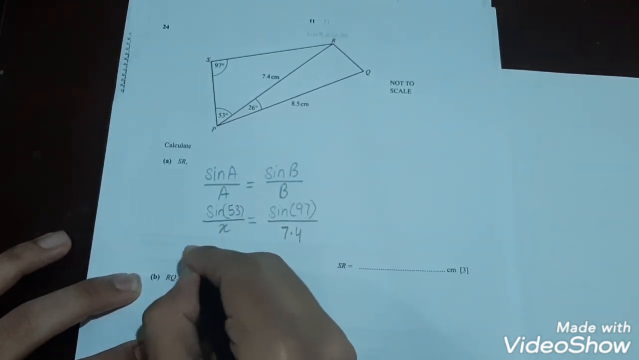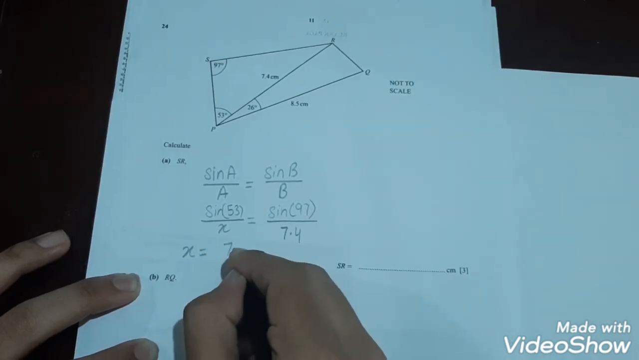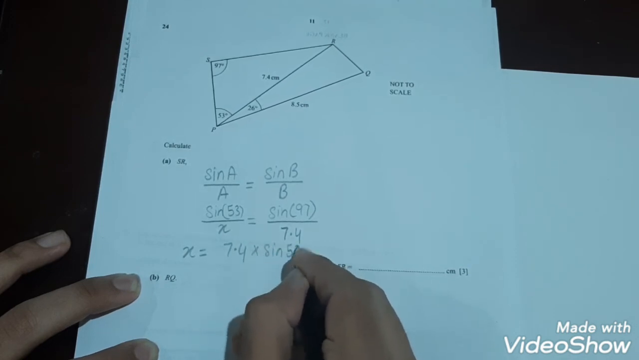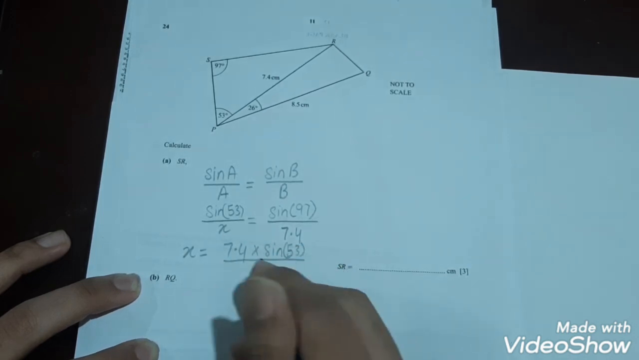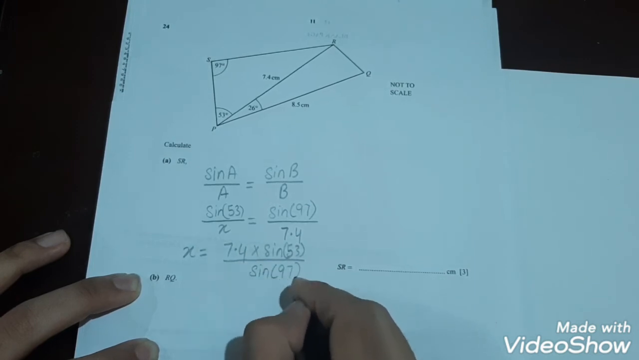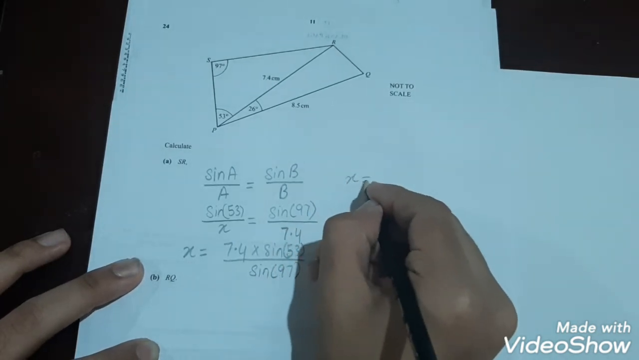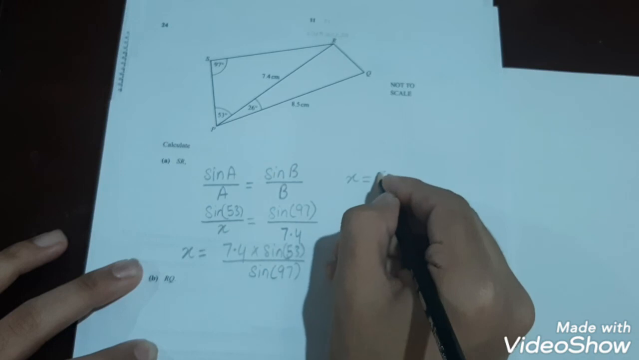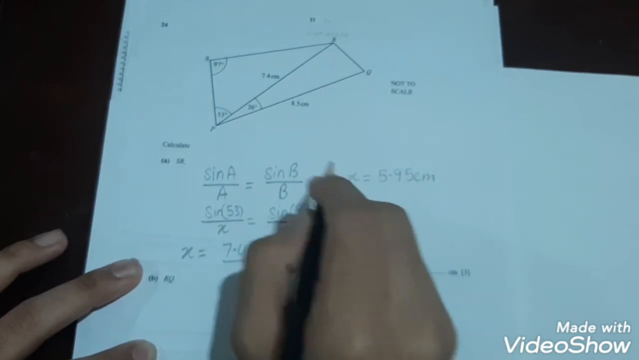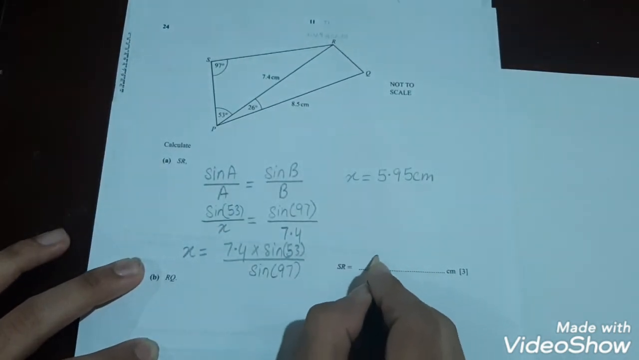To calculate x, we will write x is equal to 7.4 multiplied by sin 53, divided by sin 97. So the value of x is equal to 5.95 centimeters. So the length of SR is 5.95 centimeters and we will write it as our final answer.